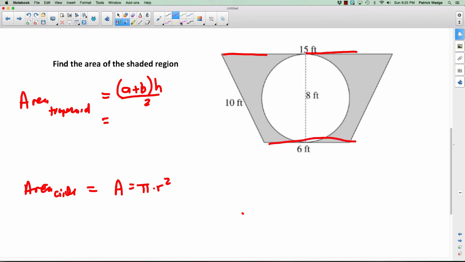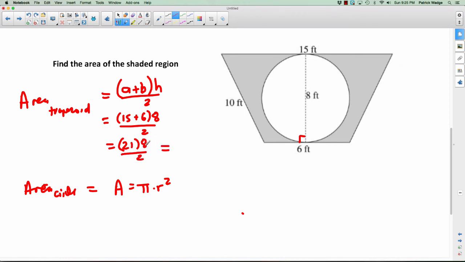So we have 15 and we have 6 for our a and our b. So we've got 15 plus 6 times the height. Is this the height? No. It's from the top straight down, so it makes a right angle. And that's 8 right there. So we got 15 plus 6 times 8 divided by 2. All right. Well, 15 plus 6 is 21. Then we're going to multiply that by 8 and divide by 2.